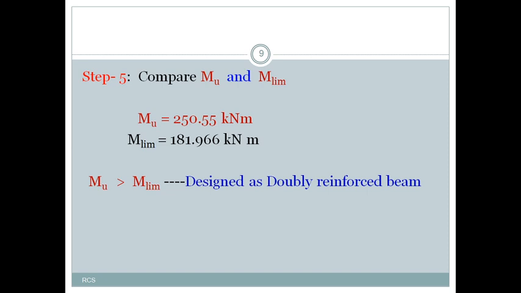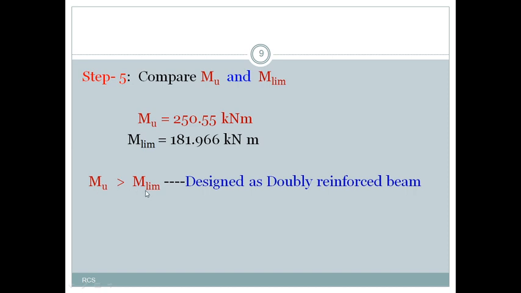Right, now the next step is to compare Mu and Mu limit. That means the applied factored bending moment and the limiting moment of resistance of the beam. Why should we compare? Whether we go for singly reinforced design or doubly reinforced design depends upon this Mu and Mu limit value. Say Mu is equal to 250.55 kilonewton meter and Mu limit is 181.966 kilonewton meter. If we compare, Mu limit is less than Mu. In other words, I can say our applied bending moment is greater than the limiting bending moment.